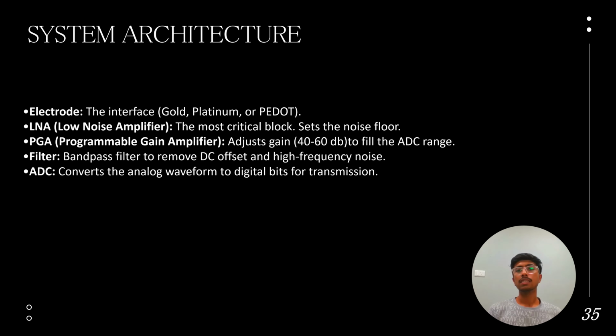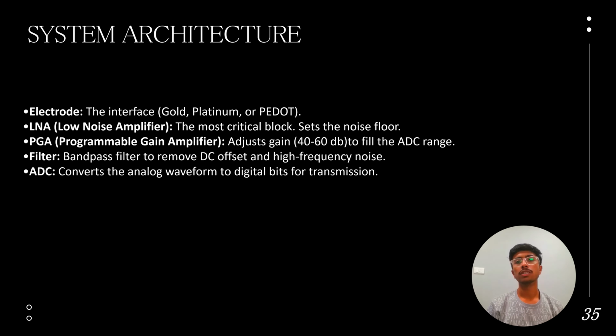Now that we know what signals we are measuring, let's look at the overall system architecture used for neural recording. This slide shows the signal flow starting from the electrode and ending at the digital output. The first block is the electrode, which acts as the interface between the brain tissue and the electronics. Materials like gold, platinum, or peyote are commonly used because they are biocompatible and provide stable signal coupling.